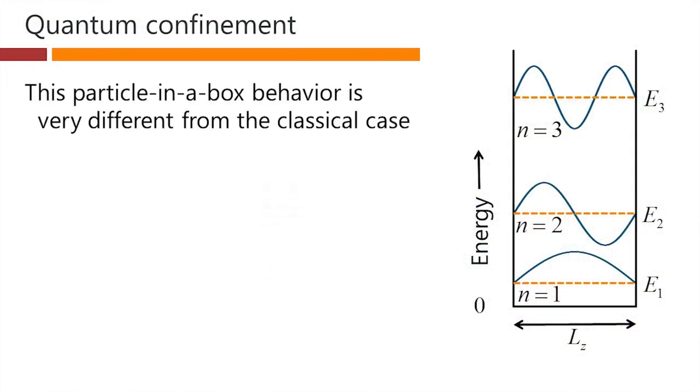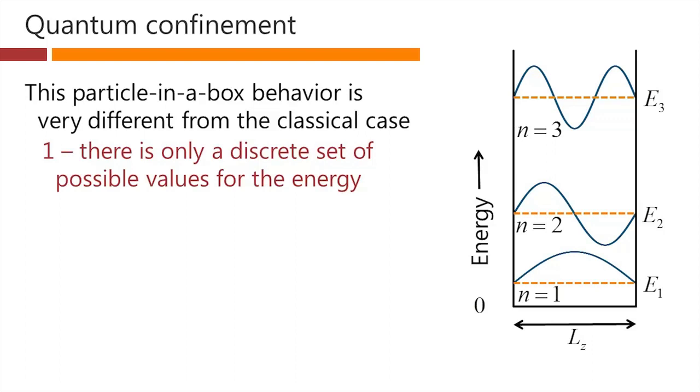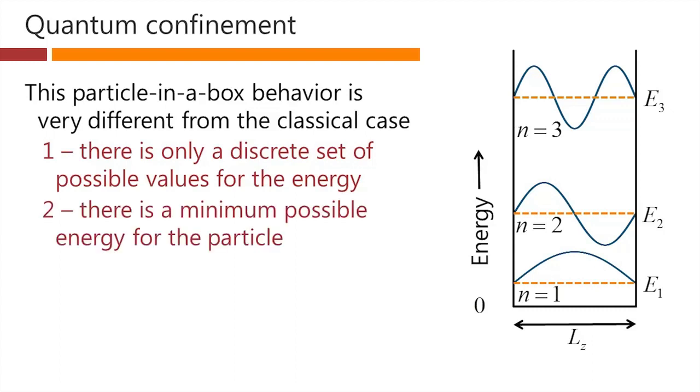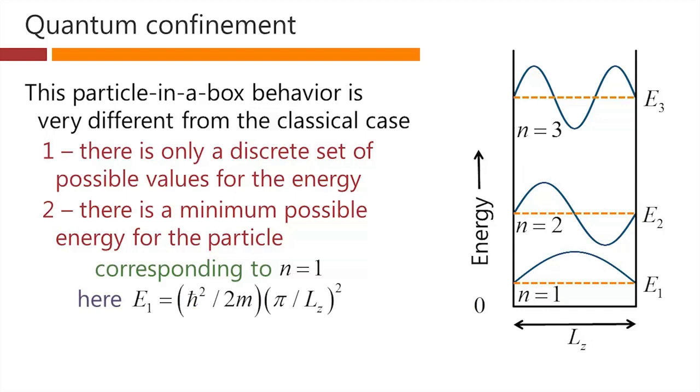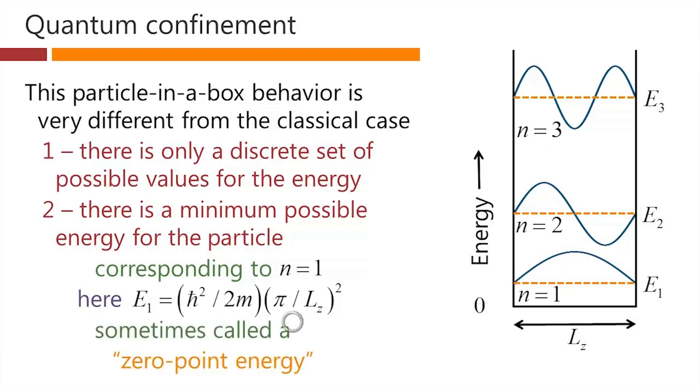Let's look at the various differences and surprises we're seeing here. Specifically, for this particle-in-a-box behavior, it's very different from the classical case in several ways. First of all, there is only a discrete set of possible values for the energy. And secondly, there is a minimum possible energy for the particle, here corresponding to the n=1 case. That energy is given by the formula we have here. Note that there is no way of getting below this energy, and this energy is sometimes called a zero-point energy. And it comes about because of the quantum confinement we are doing.